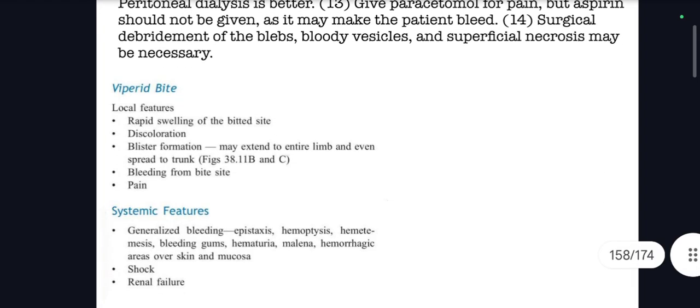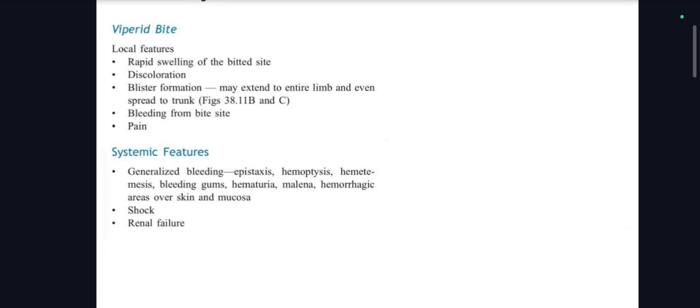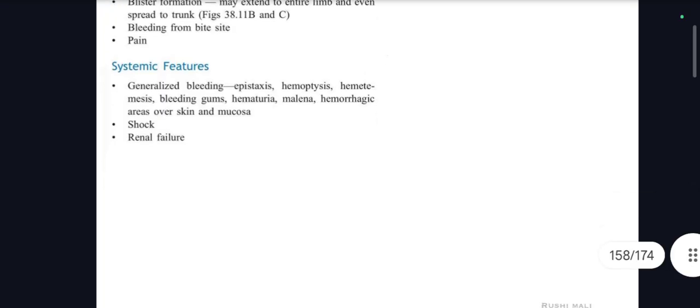Coming to viper bite, local features: rapid swelling of the bitten site, discoloration, blister formation is there, it may extend to the entire limb and even spread to the trunk, bleeding from bite site, and there is pain. This is about your viper bite. Then what about the systemic features? Generalized bleeding, epistaxis, hemoptysis, hematemesis, bleeding gums, hematuria, melena, hemorrhagic areas over skin and mucosa. Then shock and renal failure. So these are going to be your systemic features. Fine.